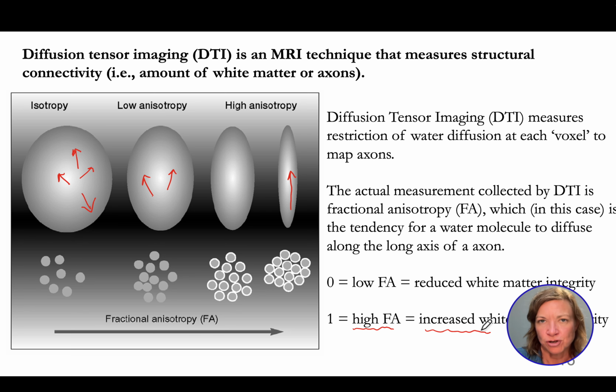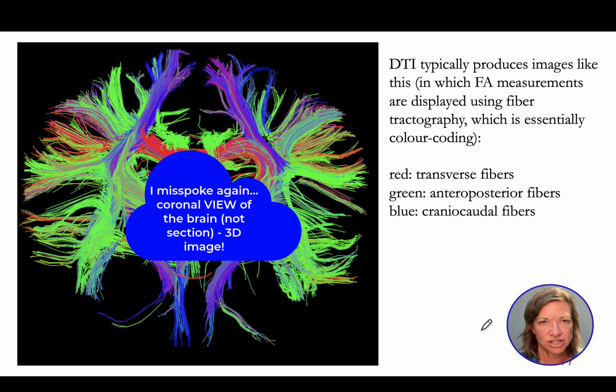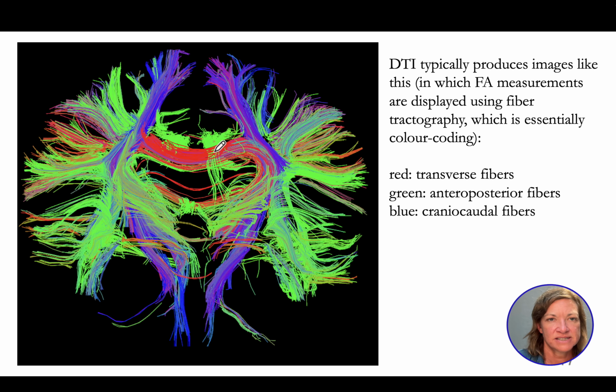And what these FA measurements look like when they're mapped out is images like this. And so they're displayed using fiber tractography. And this is essentially color coding, with the colors representing which direction the axons are traveling. So here we're looking at a coronal section of the brain. Red are transverse fibers, so the corpus callosum fibers would be red on this map of axons traveling left to right in the brain. Green actually maps anterior-posterior traveling fibers, so those would be association tracts, all the tracts linking different parts of the brain in the same hemisphere.